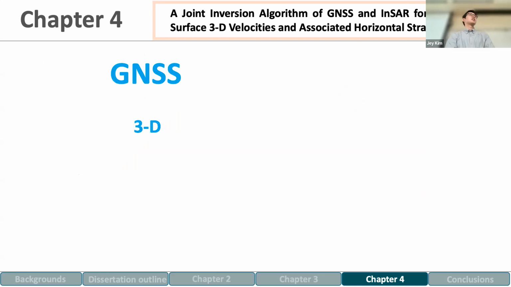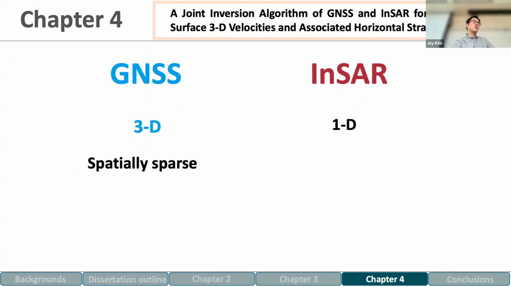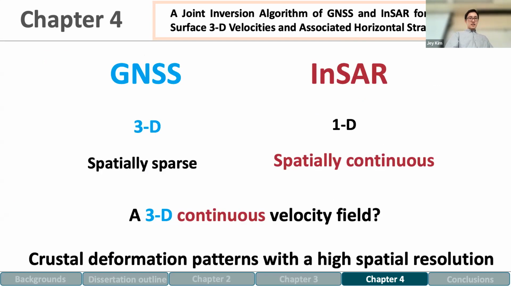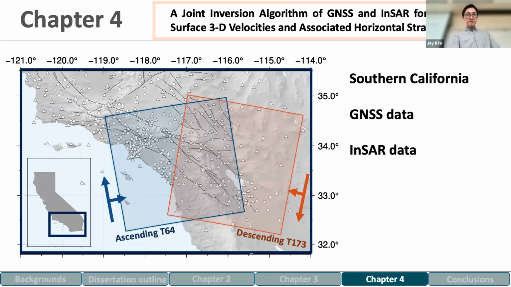On the other hand, GNSS measures all three components of displacement, which is great, but again, it has a spatial issue. InSAR only measures 1D, but it can provide continuous imaging of displacements. So they are highly complementary to one another. So we wanted to combine these two to obtain a 3D continuous velocity field to improve the quality of our deformation model.